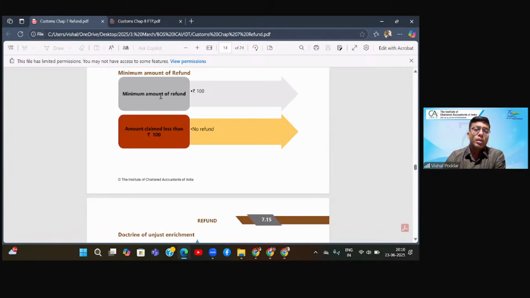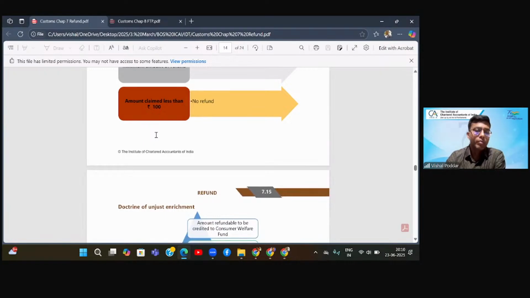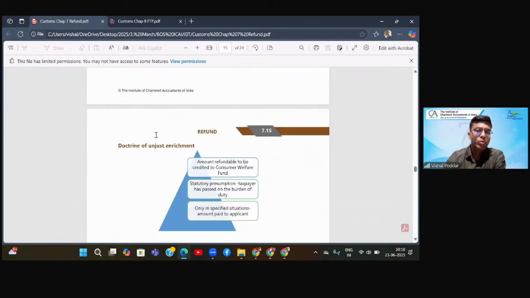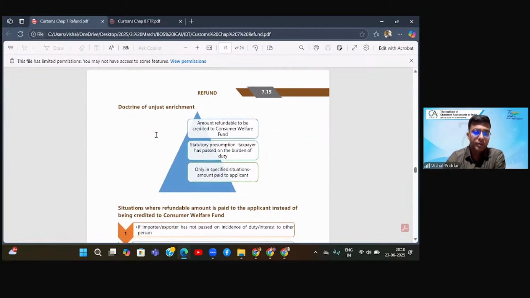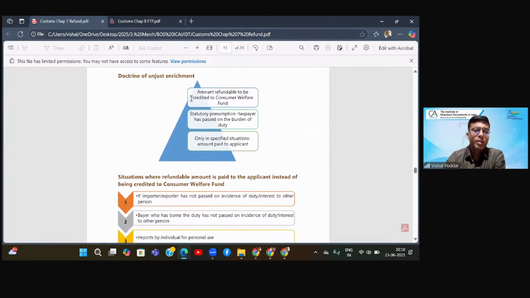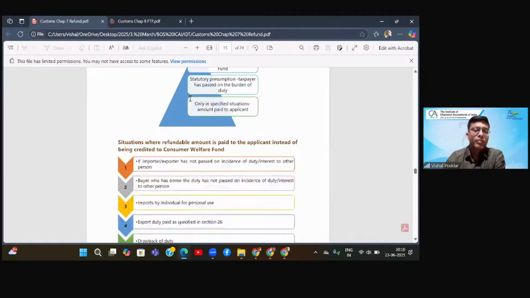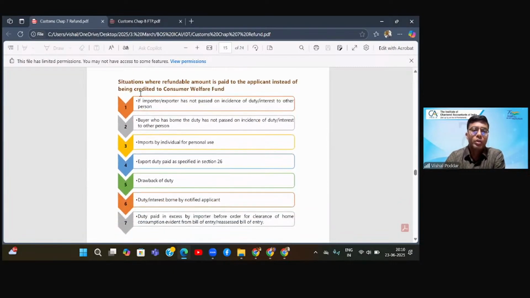Next, where the amount of refund is less than 100, the law says please don't file. We will not entertain, because it is too small an amount to run the entire procedure of refund. Next, doctrine of unjust enrichment, amount refundable will be credited to Consumer Welfare Fund in case the burden has been passed on by you. Now, situations where refundable amount is given to you and not transferred to the Consumer Welfare Fund. So when will you get the refund instead of it being transferred to Consumer Welfare Fund?